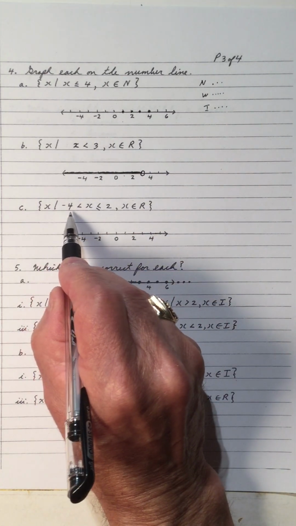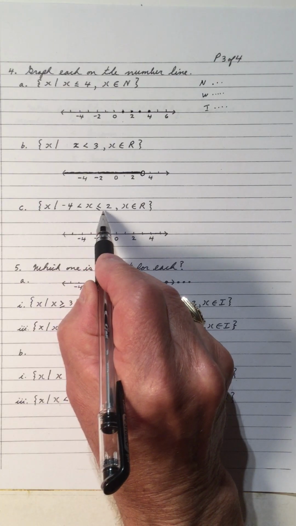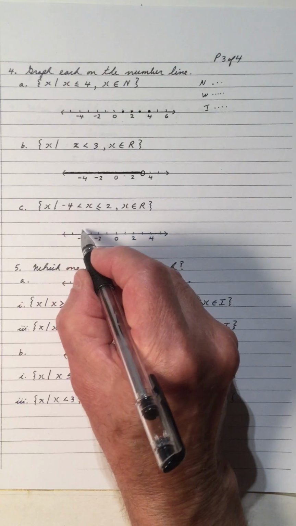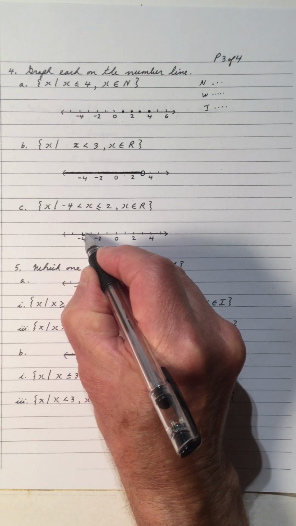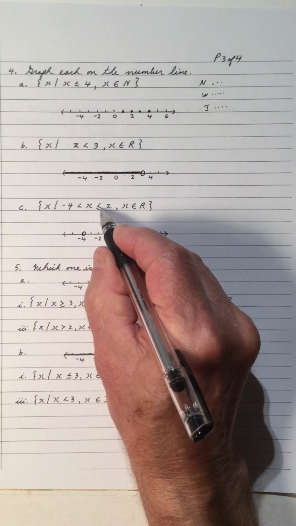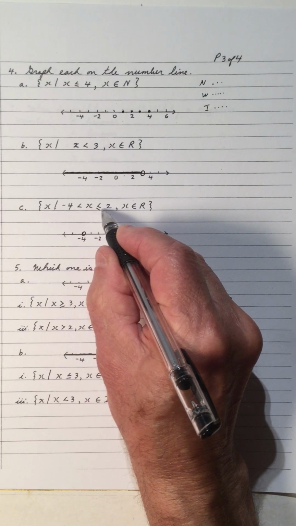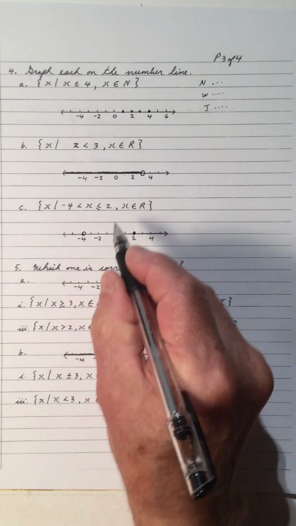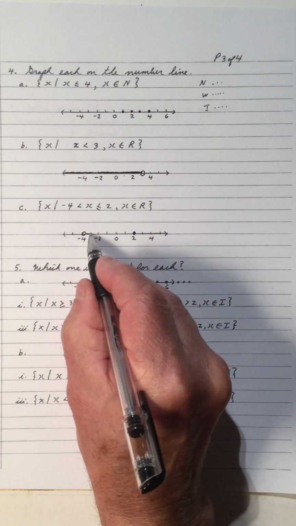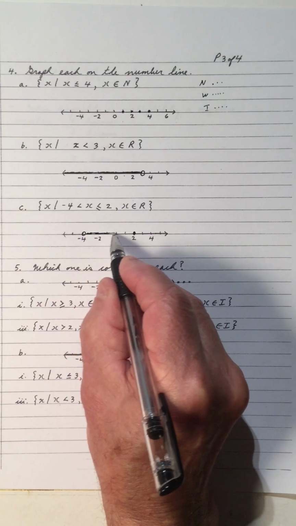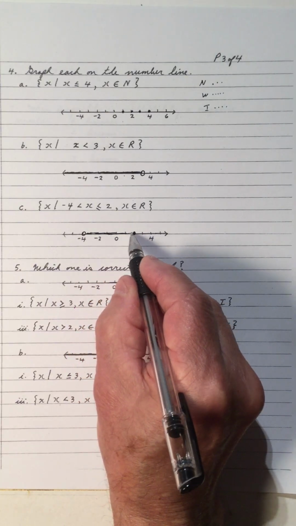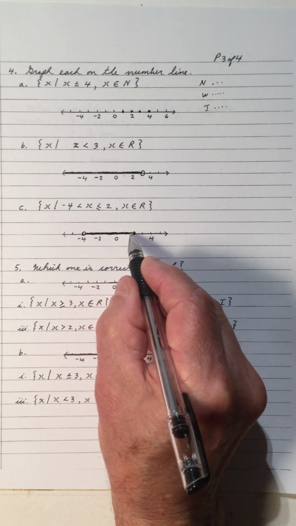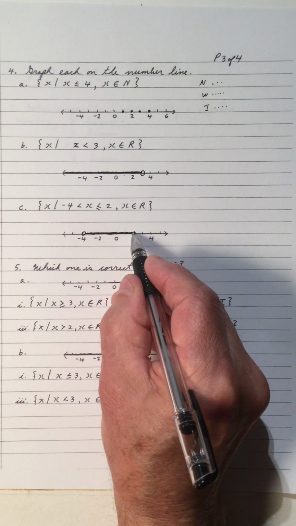Number 4, negative 4 is less than x is less than or equal to 2, belongs to the reals. So we're not including negative 4. It didn't say equal to, so hollow. We're including 2, equal to. So 2 is included, so solid. And in between, real numbers means shading. You get to shade all the numbers in between negative 4 and 2. So there's the shading. So anytime you do real numbers, you have shading on the number line to include all.